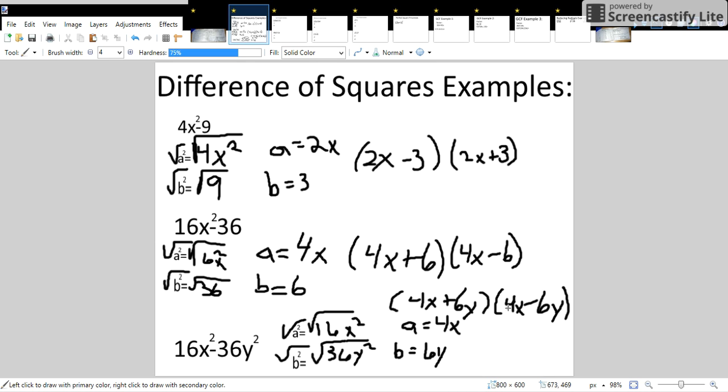So these two binomials are called conjugates of one another. And you'll learn more about that in a later video.